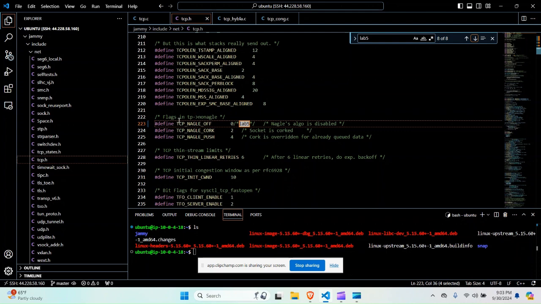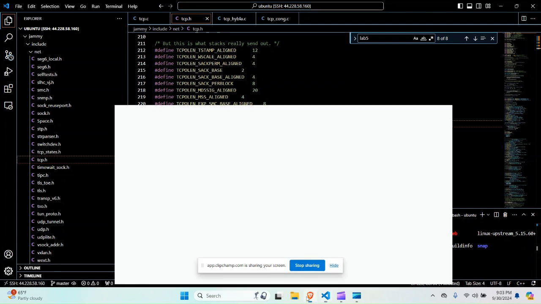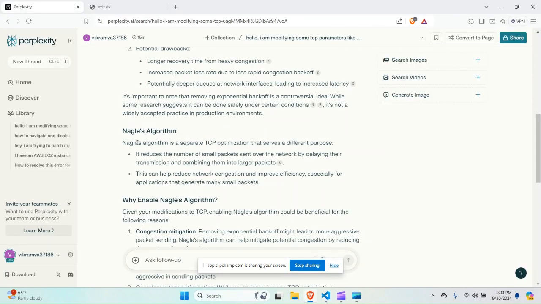And then finally, this is the last change. We enabled Nagle. Nagle is an algorithm where, let's actually visit Nagle. I searched it. Nagle's algorithm is a separate TCP optimization that serves a different purpose. It reduces the number of small packets in the network by aggregating them together into a larger packet, which means fewer retries, right? No, if a packet is larger, then the probability of losing it is also larger. Yes, that is true. But it reduces the number of transmissions and ACKs, probably, because it's just one large packet.